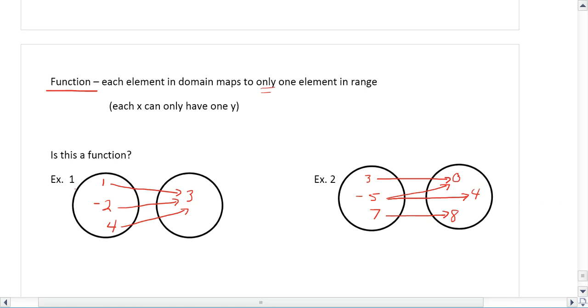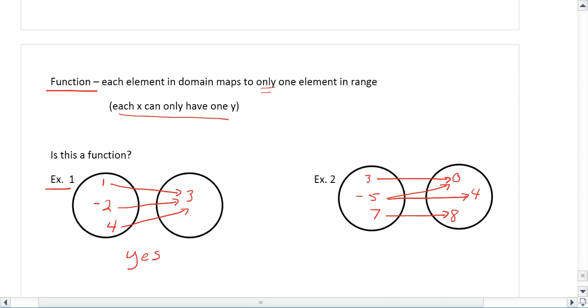Now in this example 1, it may look a little goofy because each of these x's, the 1 is mapping to the 3, as are the -2 and 4. And if each x can only have one y, this is following that definition of a function. Each of these x's maps over here to only one y of 3. So we would say yes, this does represent a function.